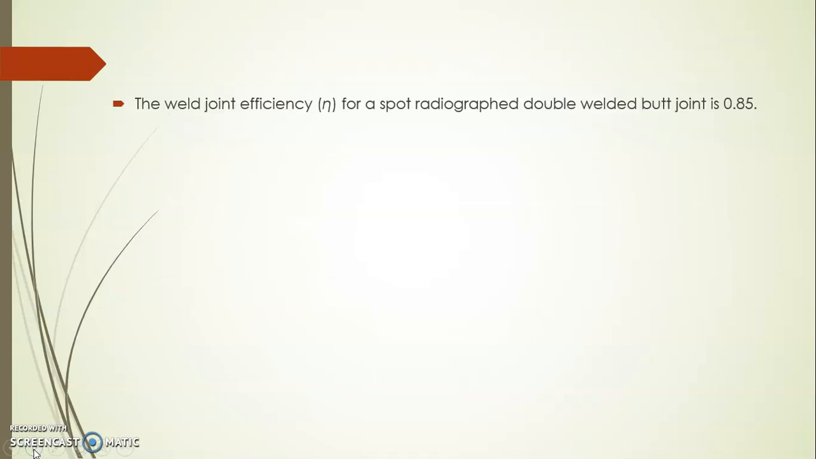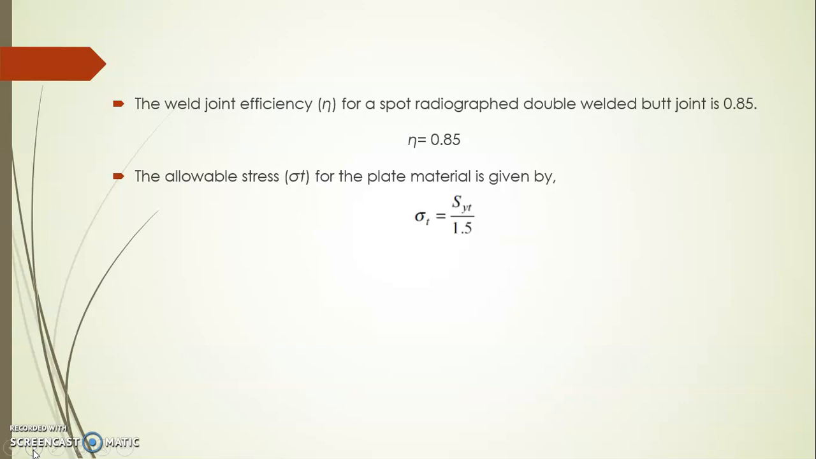The weld joint efficiency for a spot radiographed double welded butt joint is 0.85. Therefore efficiency eta is equal to 0.85. The allowable tensile strength sigma T of the plate material is given by sigma T is equal to SYT divided by 1.5. 1.5 is the factor of safety. Therefore sigma T is equal to 200 divided by 1.5. Therefore sigma T we are getting it as 133.33 Newton per mm square.